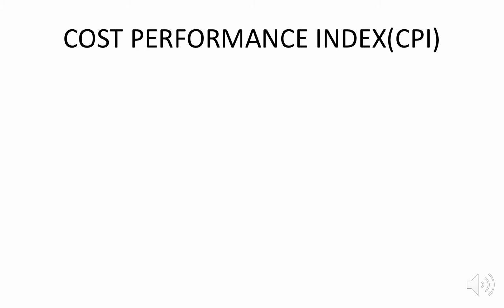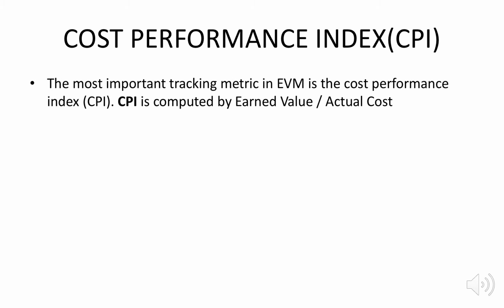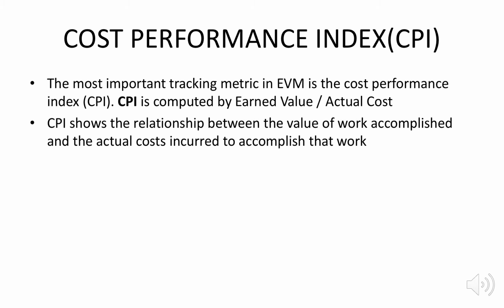Cost performance index is an index value which shows the project price and how the income is earned. The most important tracking metric in EVM is the cost performance index, CPI. CPI is computed as earned value divided by actual cost. How much earned value is there with respect to the actual cost. CPI shows the relationship between the value of work accomplished and the actual cost incurred to accomplish that work.